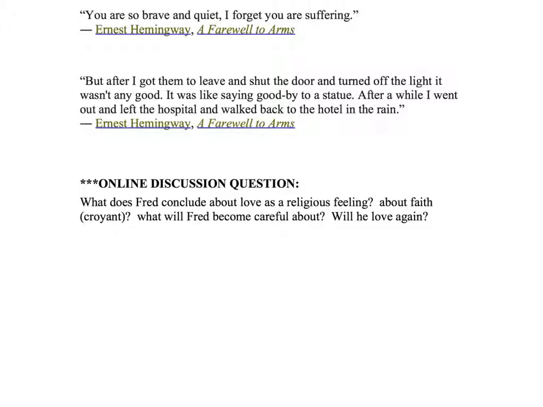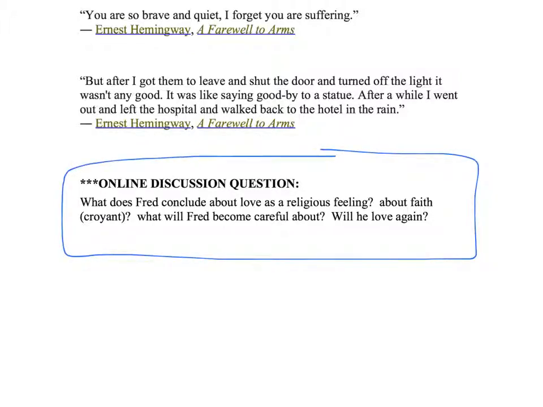But one of the great questions this novel evokes is this one that you're going to try to answer as a group. What does Fred conclude about love as a religious feeling, about faith, about being croyant, meaning having faith? What will Fred become careful about? Will he love again?